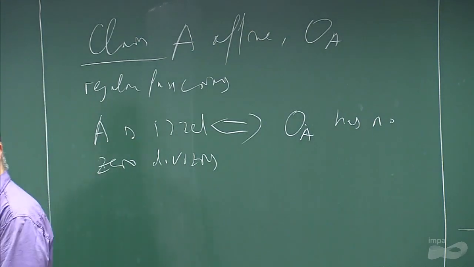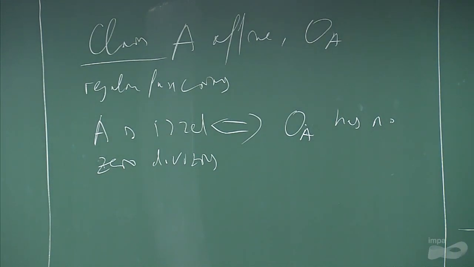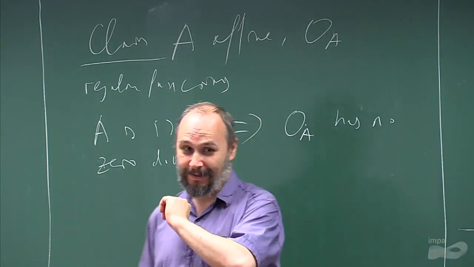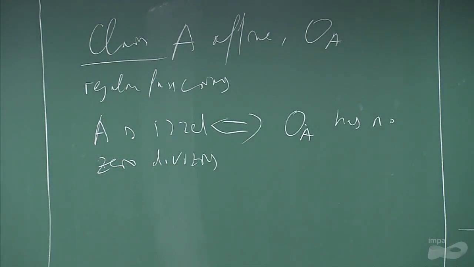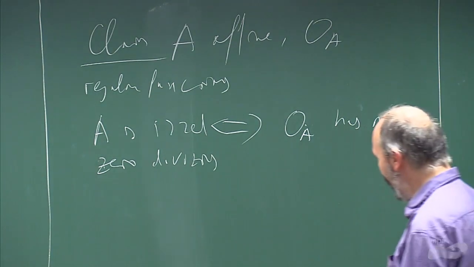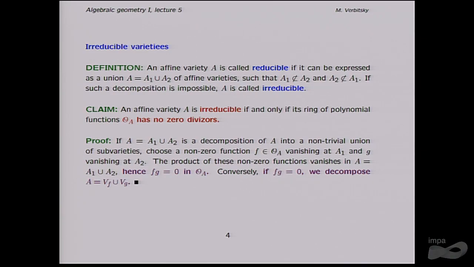In fact, there's a whole chapter in Atiyah-MacDonald called primary ideals, which you have to avoid because they don't do well geometrically. What I will tell you today is the same as this primary decomposition that they give in Atiyah-MacDonald, and it's much easier with geometry. Okay, so proof.